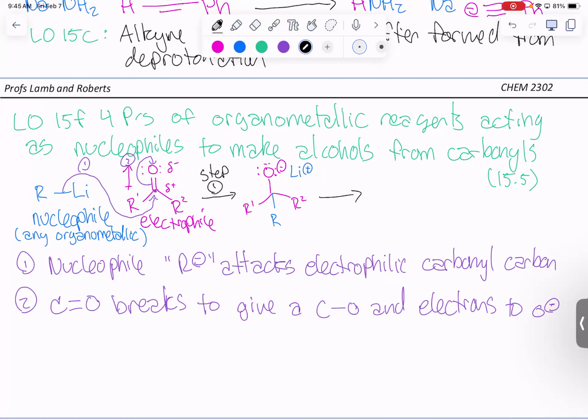But at the end of the day, we need to make an alcohol, right? That's what our learning objective says that we make at the end of the day. So we need to think about a way to find a proton source, right? So this is a two-step reaction, all right? So we need to do step two. All right, and in this case, we need to add in acid or water. So I'll do this with H3O plus just to make it easy.